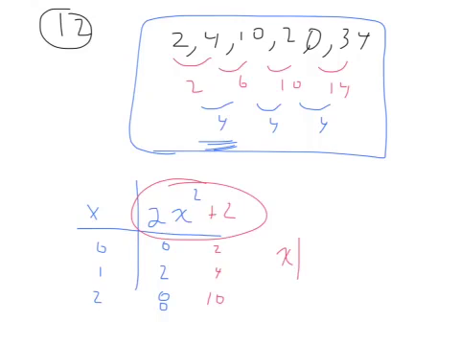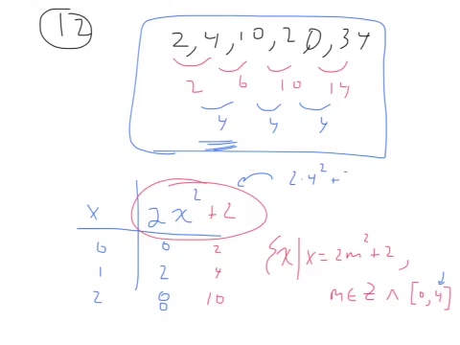So what we'd get is x such that x equals 2m squared plus 2, where, let's see, where m, we could say it's an integer and it's between 0 and, how many terms are there? 5. So between 0 and 4. Let's just make sure that works. The fourth term, if I put in when m equals 4 into here, I would get 2 times 4 squared plus 2, which is in fact 34.